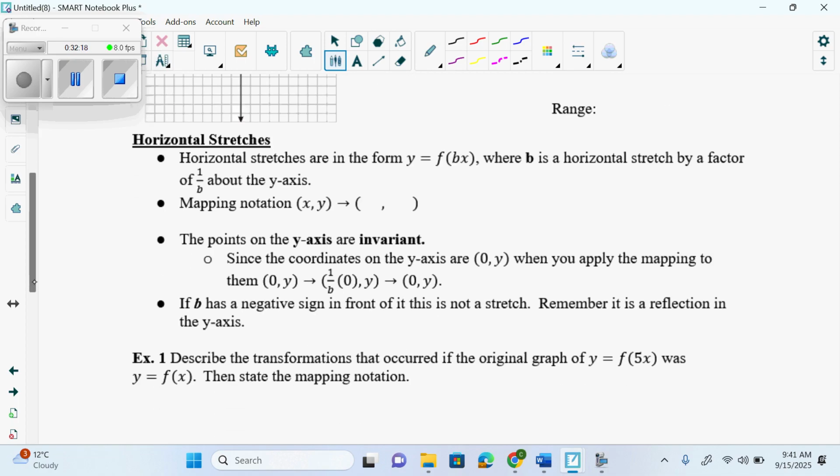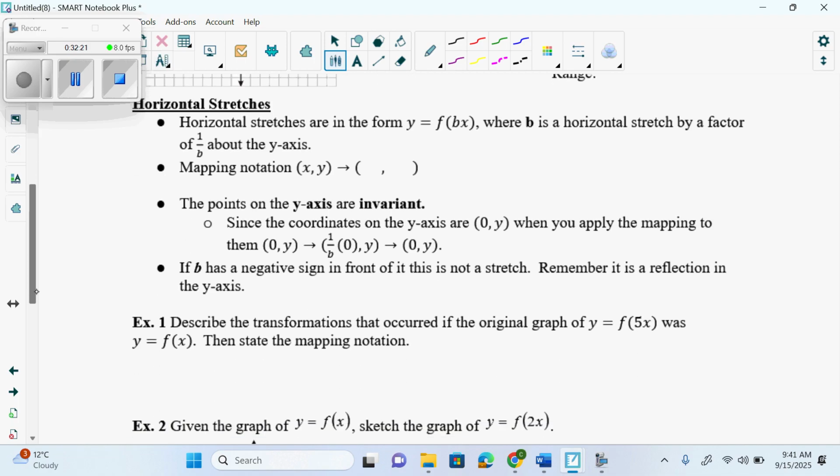We're going to go to horizontal. So horizontal, just like all the x's, be crazy and make your life a little more complicated. Okay? So if I had x plus 3, I went 3 to the left. If I had x minus 3, I went 3 to the right. Correct? Stretches are very similar in that they're crazy as well. So horizontal stretch, this is here. It's a b. Do you see that? It is a horizontal stretch by a factor of 1 over b about the y-axis. It reciprocates. It flips. It be crazy.